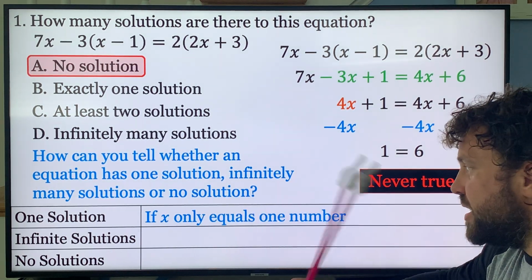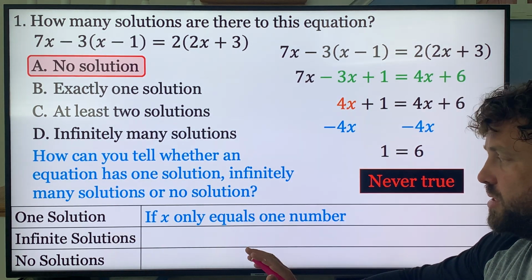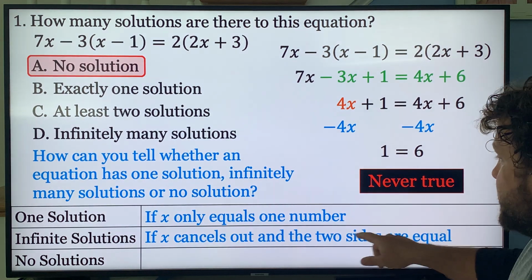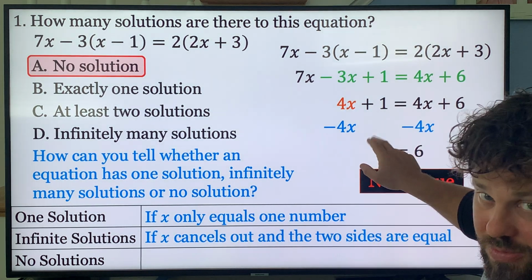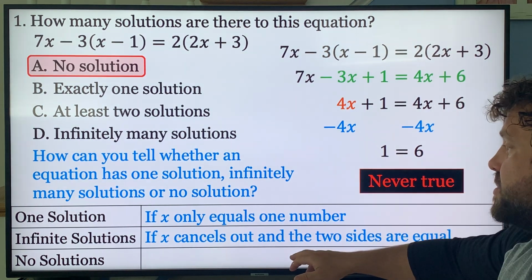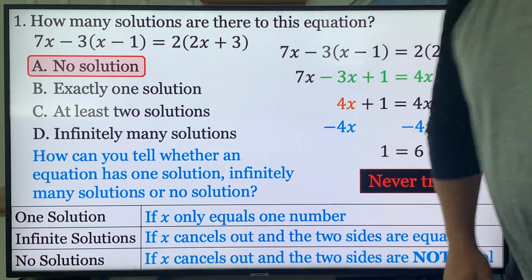It's 1 solution if x only equals 1 number. It's an infinite number of solutions if the x cancels out, and this would say like 6 equals 6, 1 equals 1, or as this is supposed to be a 3 equals 3. All right, and there's no solution if x cancels out and the two side numbers are not equal.